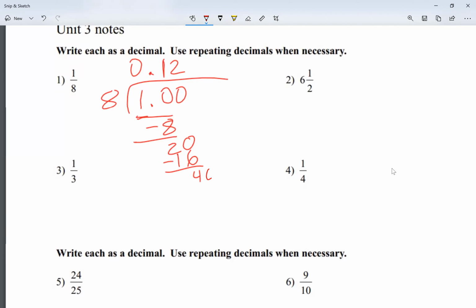Again, let me bring down an extra 0. I am going to stop once my remainder is 0. My remainder is basically when I subtract my values. Once my remainder is 0, or I start repeating my values.